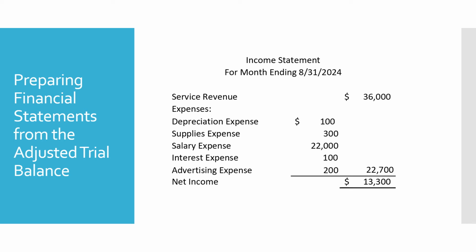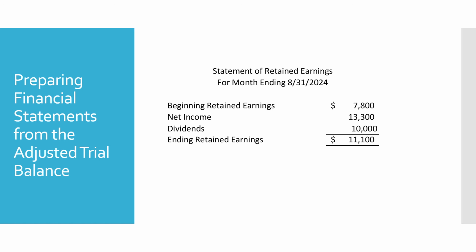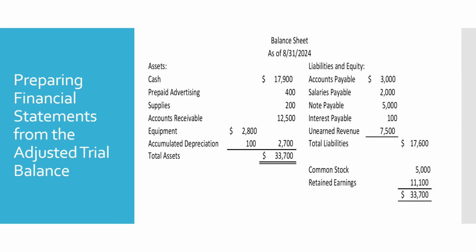Here is our income statement for the month ending August 31, 2024. We've got our revenue account, our expenses total $22,700, and we're coming up with net income of $13,300. We're going to take that $13,300 and put it on this statement of retained earnings, which is also prepared for a period of time for the month ending August 31, 2024. We're going to add in net income, we're going to subtract out dividends, we're going to come up with ending retained earnings, and then we're going to take that number and put it on our balance sheet.